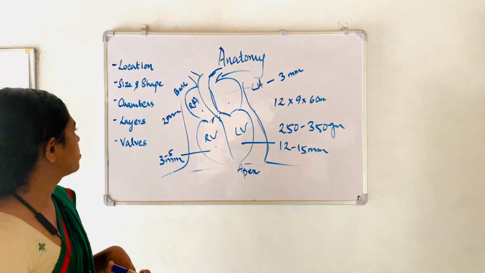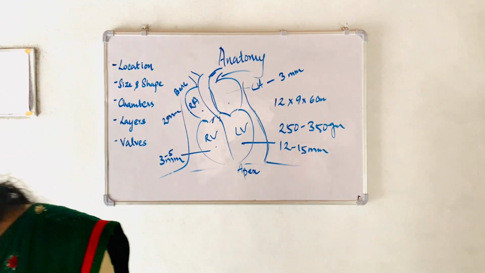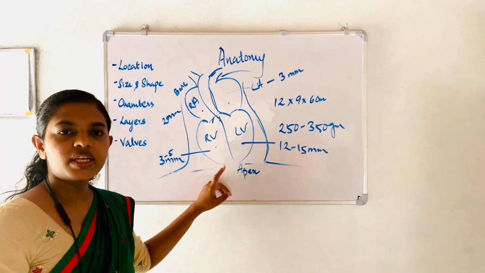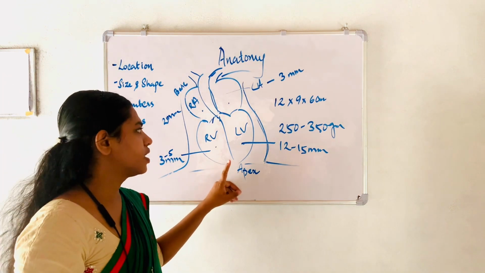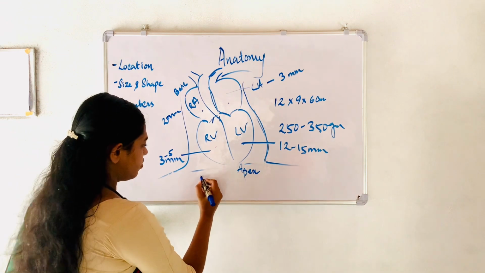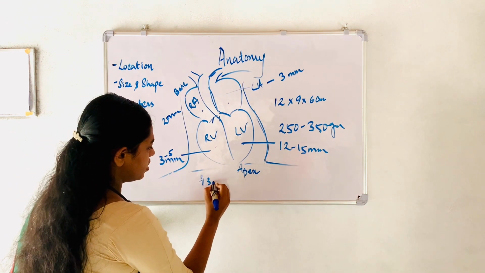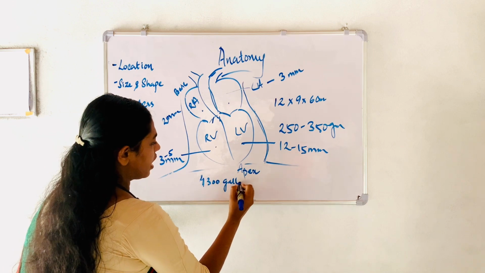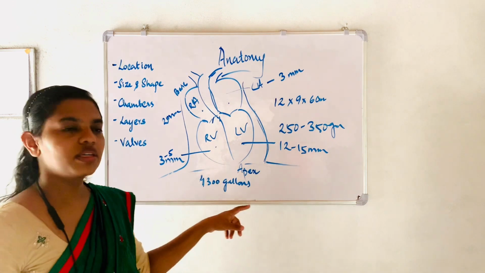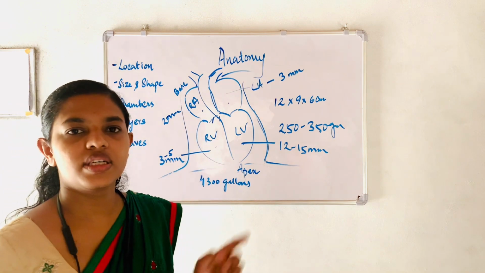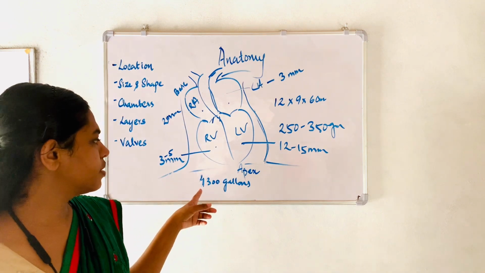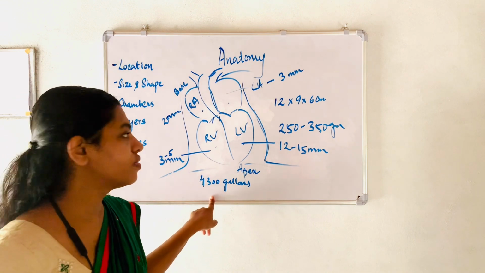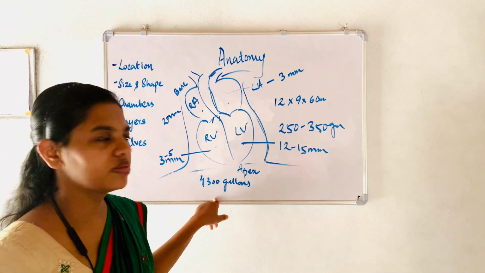So let's learn about how much blood is pumped out of the heart. Around 4,300 gallons of blood is pumped by a resting heart. A resting heart in a person will pump around 4,300 gallons of blood out of the heart.